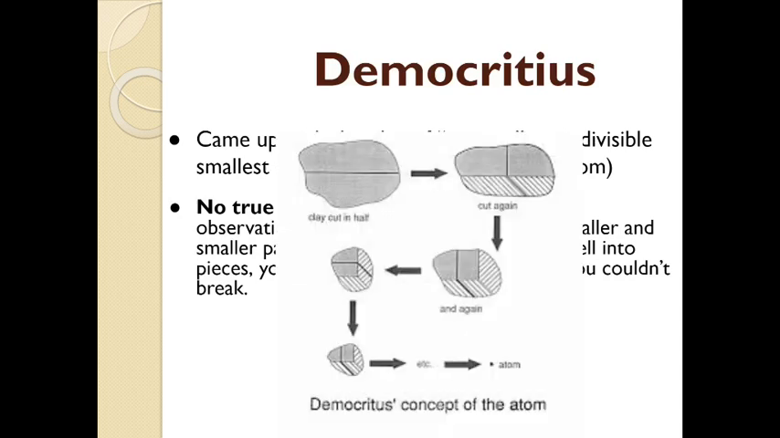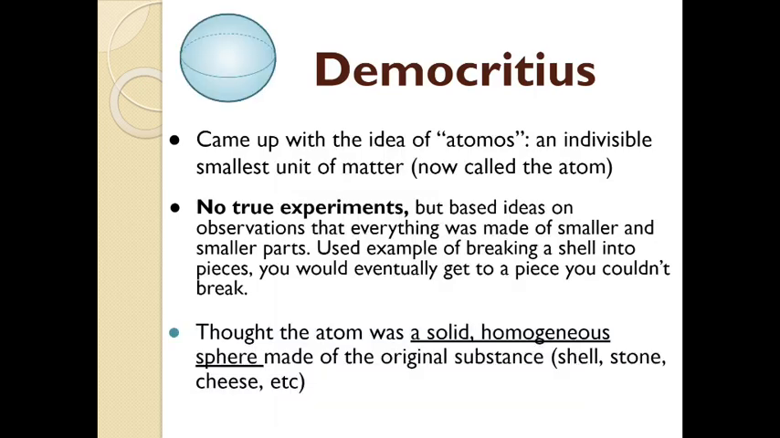And so, like I said, you can cut a piece of clay or a rock or a shell or a piece of cheese in half and in half again and in half again and just keep cutting it. But he figured there was a point where you would never be able to cut it. And that's what he called the atom. So he thought that atom, whatever that smallest bit of matter was, was a solid homogeneous sphere made of that original substance. So if you were cutting or breaking a shell down, then you'd end up with a teeny tiny little particle of a shell that was an atom of shell.